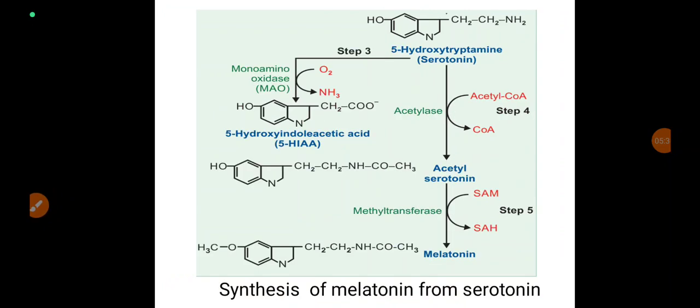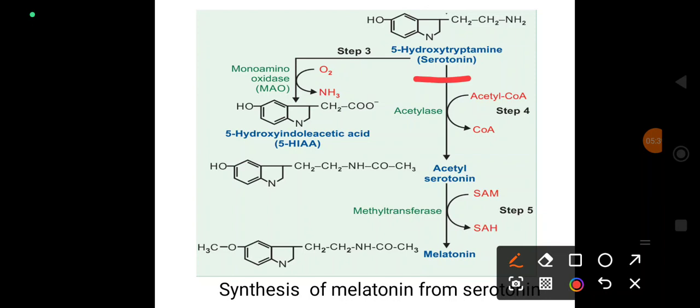How do you get melatonin from serotonin? From serotonin, by the acetylase enzyme, by adding acetyl-CoA, as well as by methyl transferase, by getting a methyl group from S-adenosyl methionine, you get melatonin. So, this S-adenosyl methionine becomes S-adenosyl homocysteine. Also, from serotonin we get an excretory product, 5-hydroxyindole acetic acid, by the enzyme monoamine oxidase in the presence of oxygen, by releasing NH3.